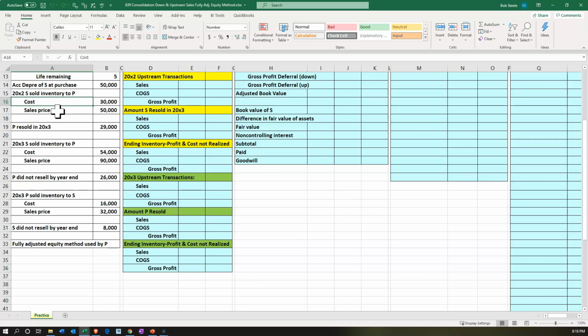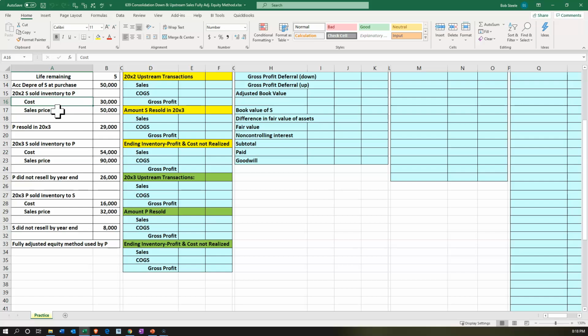Now, the general rule is that if there was inventory that was a result of an intercompany transaction, a sale from S to P or P to S in the prior year, you would think that normally it would be sold in the current year, kind of like a first in, first out type of method, but that's not necessarily the case. So keep that in mind as we go through here.